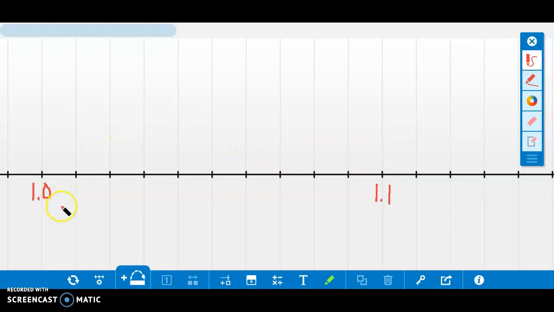Well, let's see. This can be written as 1 and 0/10. And this can be written as 1 and 1/10. But I can also make these even smaller, right? We've also talked about hundredths. So here I have 0/100ths. I don't have anything besides a 1. And here I have 1/10, which is the same as 10/100ths.